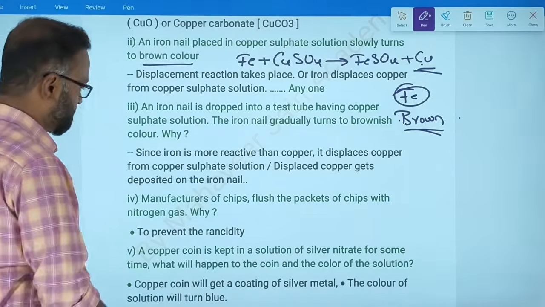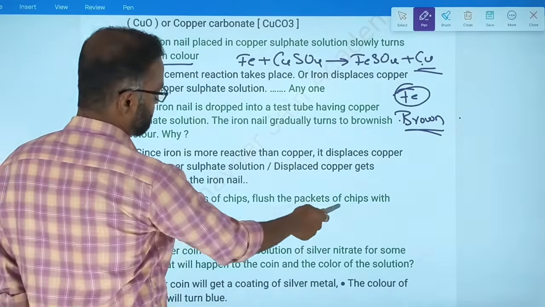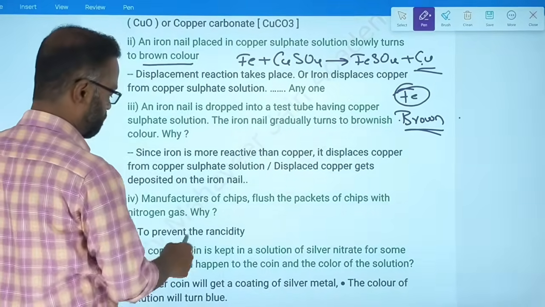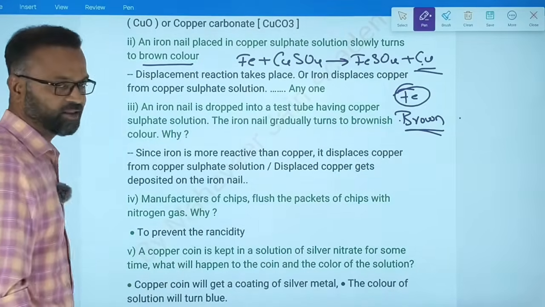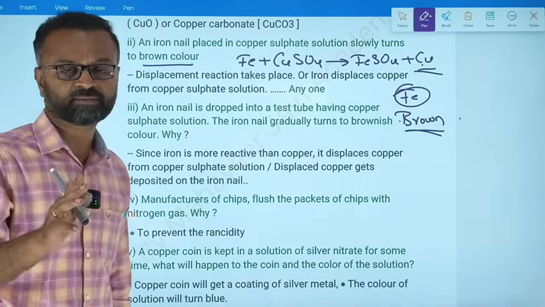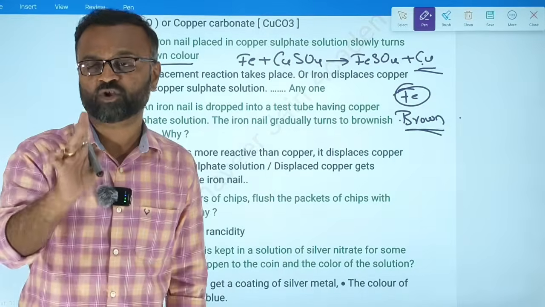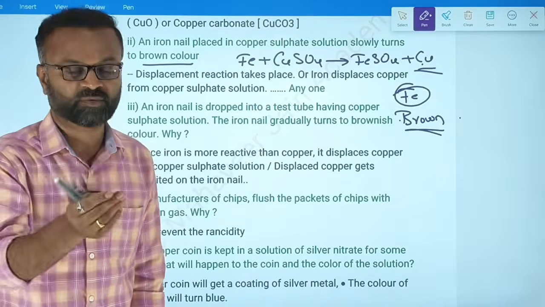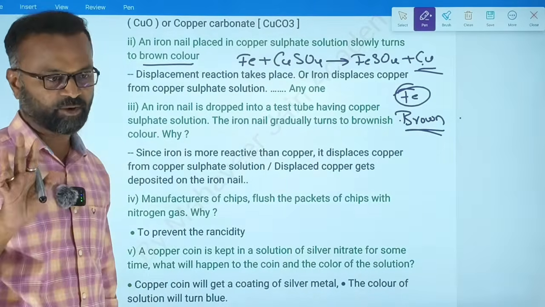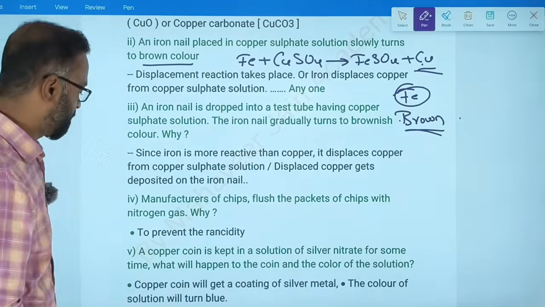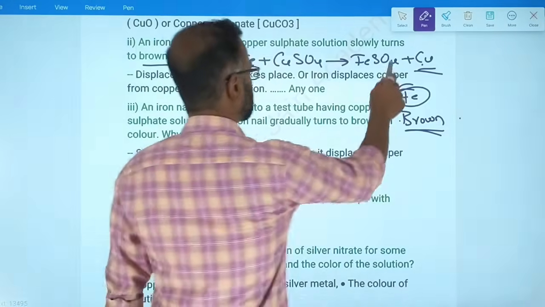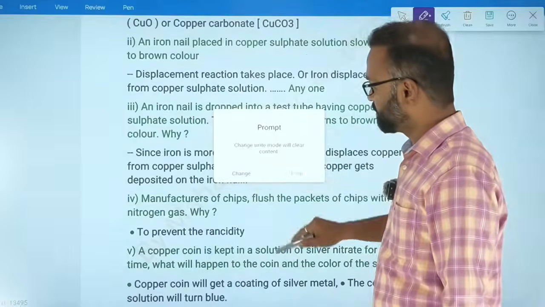Okay. Now next one here. Manufacturers flush the packets of chips with nitrogen gas. Just now I mentioned, it is to prevent rancidity. The nitrogen gas will prevent the reaction of the oil or fat in the chips with oxygen. That is the nitrogen gas. Very simple.